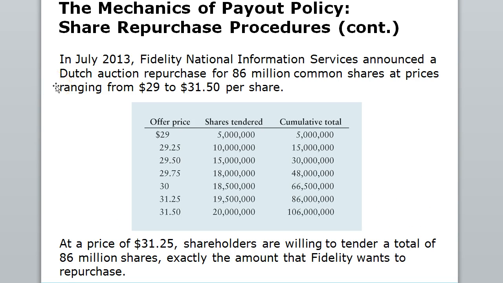Okay, so let's see. On July 13th, Fidelity National Information Services announced a Dutch auction repurchase of 86 million common shares at a price ranging from 29 to 31.50. So here would be the range of the offering prices in the auction. So the price of 31.25 dollars. Shareholders are willing to tender a total of 86 million shares, exactly the amount Fidelity wants to repurchase.